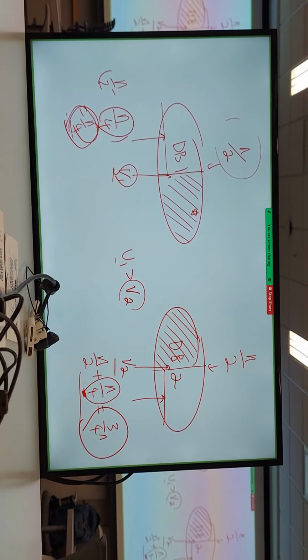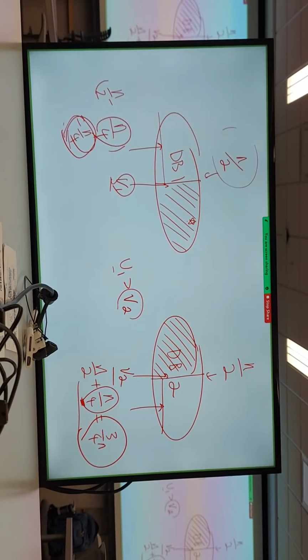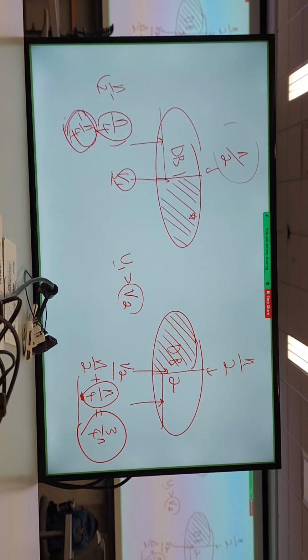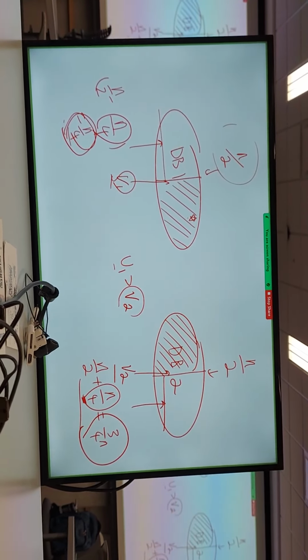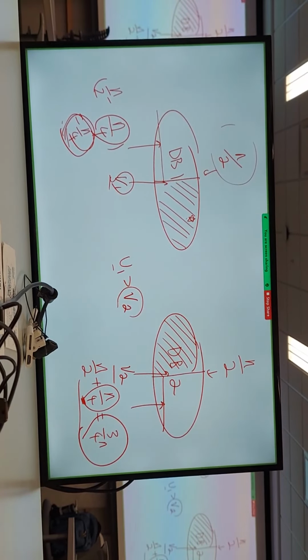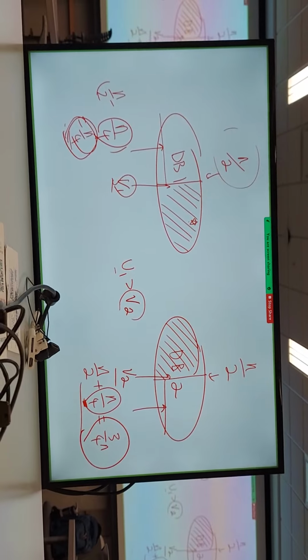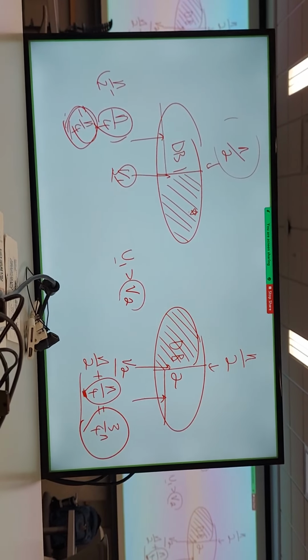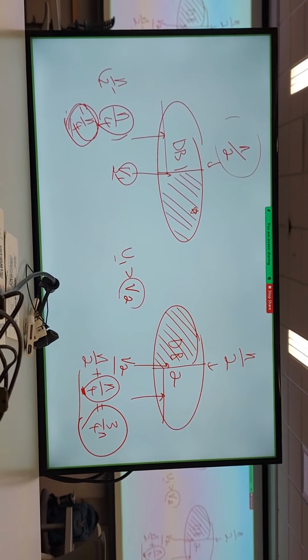Any other questions? I think that covers homework 6, Q1 through Q5. Any other questions?